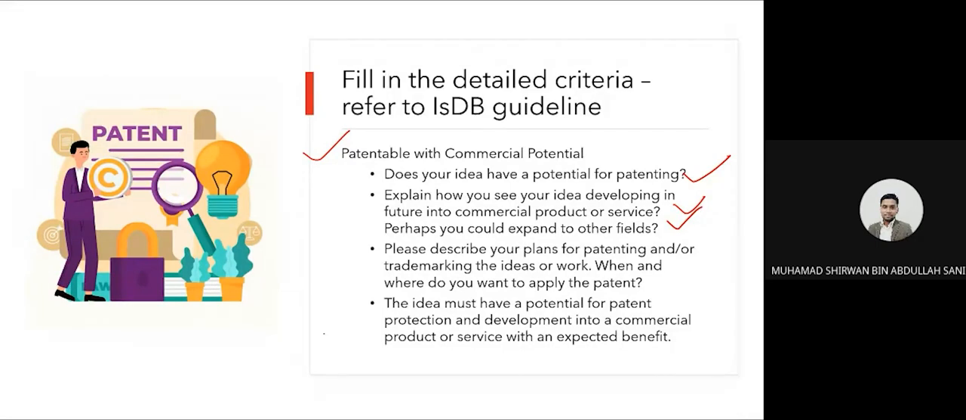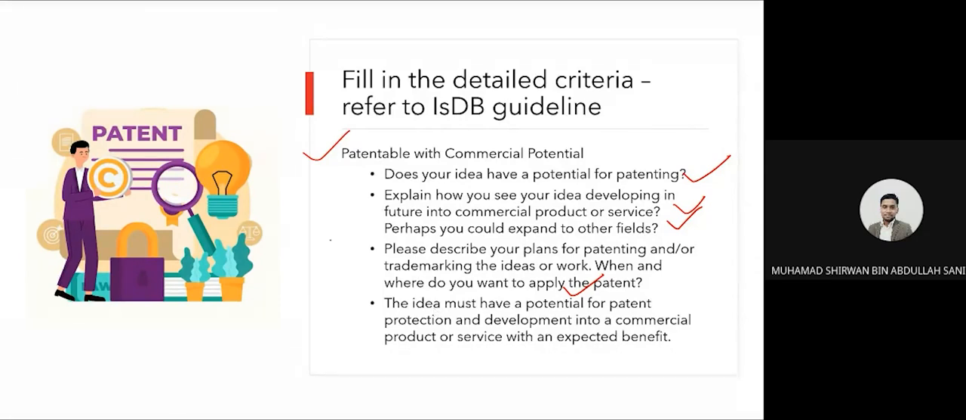Then you need to describe your plan for patenting or trademarking the ideas of your work: when and where you want to apply for a patent. For example, I have 3 years to complete this given project, so in which year should I apply for a patent? Perhaps in the last year or the second year. And then where? Different countries have different ways of applying for a patent, and even different time frames for a patent to be granted. So perhaps you can apply in certain countries when you know that in your own country the patent application may take a long time to get granted.